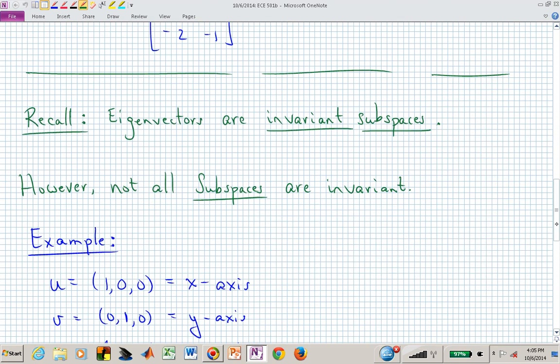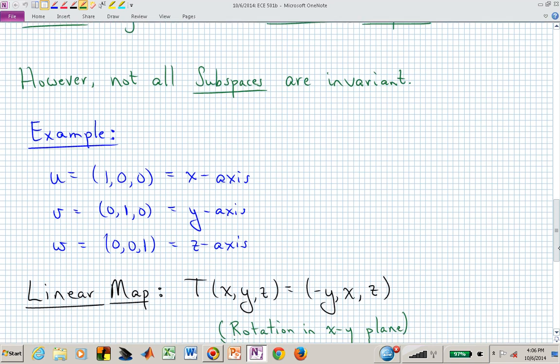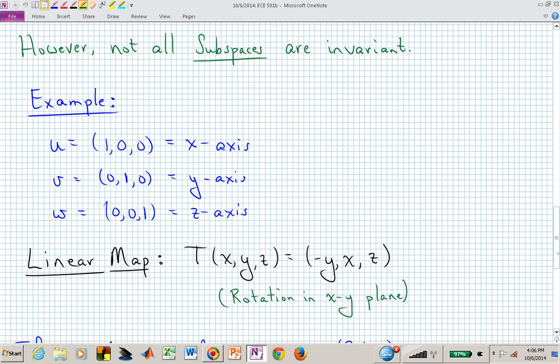As we said before, eigenvectors are invariant subspaces. You start on an eigenvector, you map it through that linear map, and you stay on that eigenvector. So those are invariant subspaces, but not all subspaces are invariant. For example, let's think in 3 space and consider the x-axis, the y-axis, and the z-axis. All 3 of those could be considered subspaces in R3.